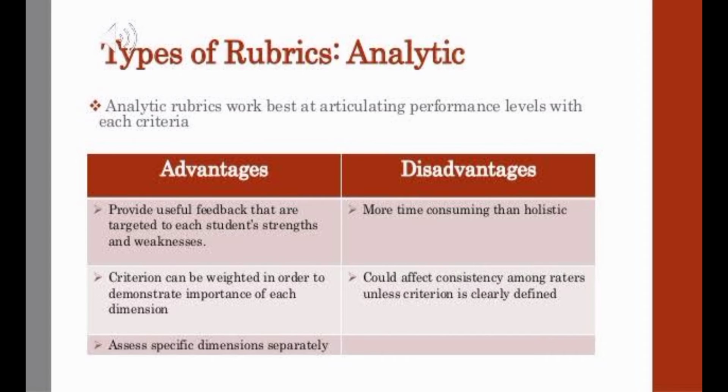And here are the advantages and disadvantages. The advantage is that analytic rubrics provide useful feedback that is targeted to each student's strengths and weaknesses. Criteria can be weighted in order to demonstrate the importance of each dimension, and it assesses specific dimensions separately. The disadvantages: it is more time-consuming than holistic, and it could affect consistency among raters unless the criteria are clearly defined.